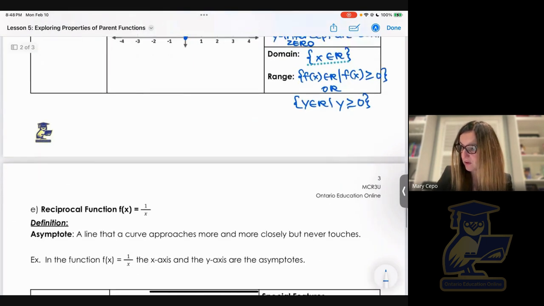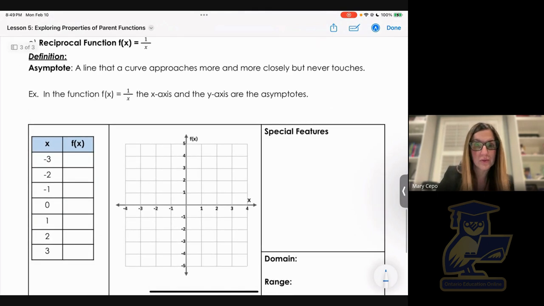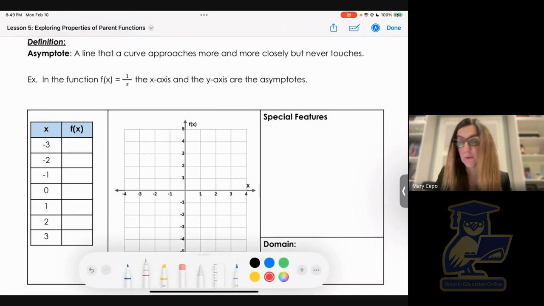Okay, moving on to our last function. This function is called the reciprocal function. A reciprocal function's parent function is f of x is equal to 1 over x. What we're going to learn in this function is that we have something called an asymptote. An asymptote is a line that a curve approaches more and more closely but never crosses. It's almost like a border. You get close to it, but you don't ever cross it. In the function f of x equals 1 over x, the x-axis and the y-axis are the asymptotes. When we draw asymptotes, we draw them as dotted lines to give an idea that the graph will be approaching these lines, but will never cross them.